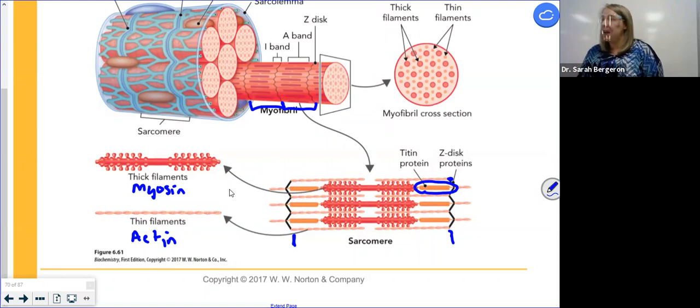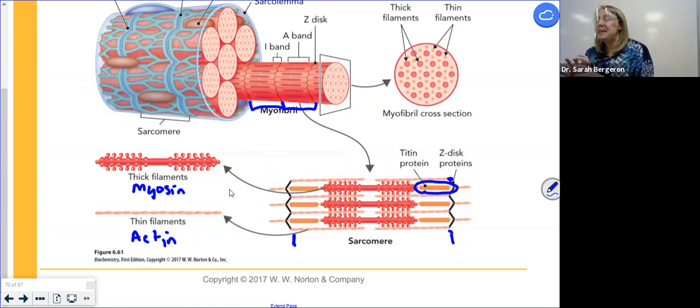Holds it tight, right? Titin. And it's like a spring. So titin can be compressed and be stretched without exerting a force other than anchoring the myosin to the sarcomere. So it's really, really important. Okay, so it's going to be this combination of protein interactions that are going to lead to our contraction.